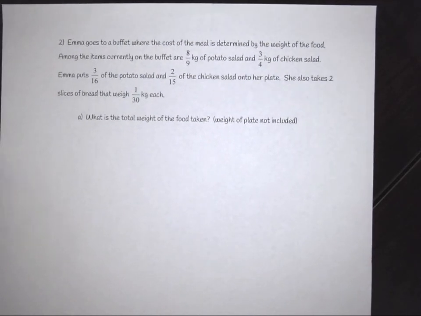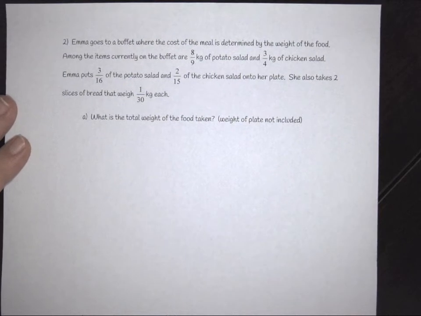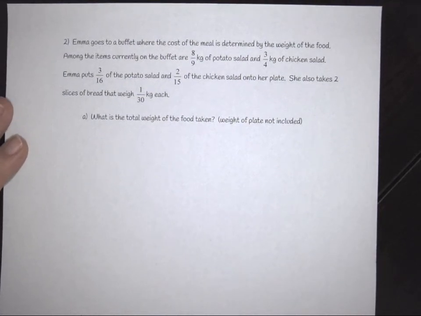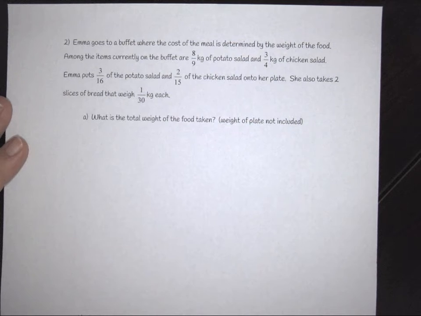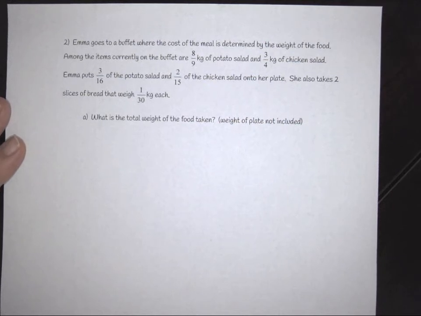Let's look at another one. Emma goes to a buffet where the cost of the meal is determined by the weight of the food. Among the items currently on the buffet, there are 8/9 kilograms of potato salad and 3/4 kilograms of chicken salad. If Emma puts 3/16 of the tomato salad and 2/15 of the chicken salad on her plate, she also takes 2 slices of bread that weigh 1/30 of a kilogram each. The first question says, what is the total weight of the food taken?